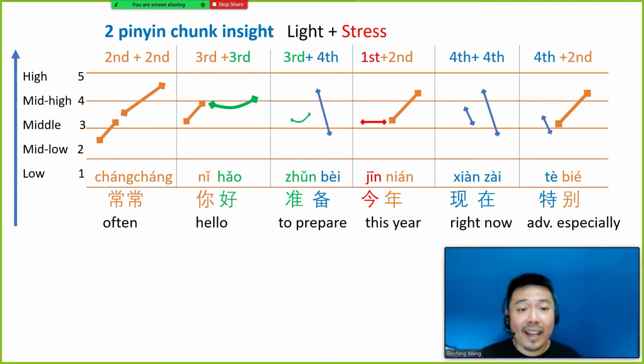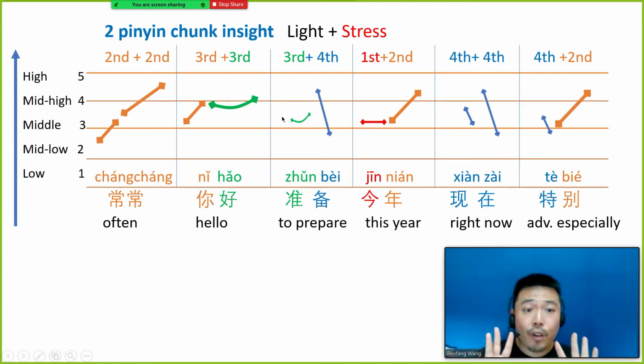As we already know that we have to apply the rule light stress. The first pinyin has to be sacrificed, make it a lower pitch and shorter in order to highlight the following pinyin. Therefore, let me read those example words. 长长, 长长. Hello, 你好, 你好.